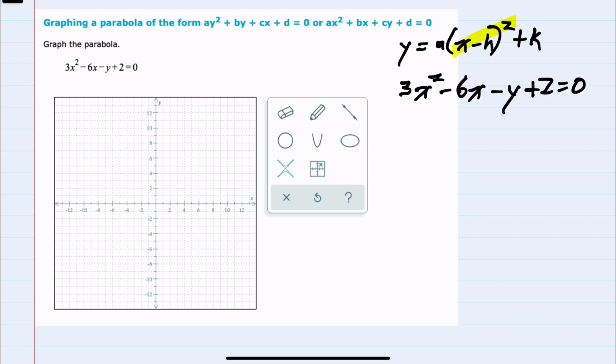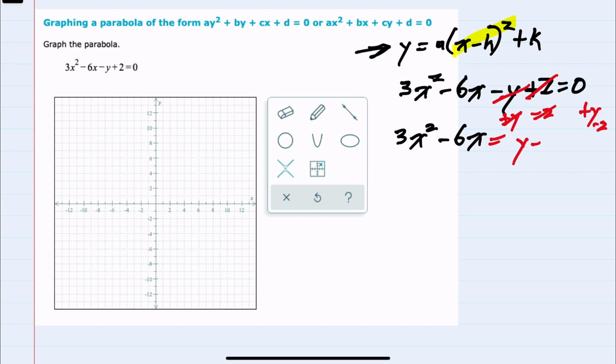So starting with our original, to get it in this form, I'm going to first leave the x variables on the side where they are, but I'm going to add the y and subtract the 2 from both sides so that the x variables are by themselves and we have y minus 2 on the right hand side. From here, I can start to complete the square on the left-hand side by first factoring out the 3, leaving me with an x squared minus 2x on the left-hand side.